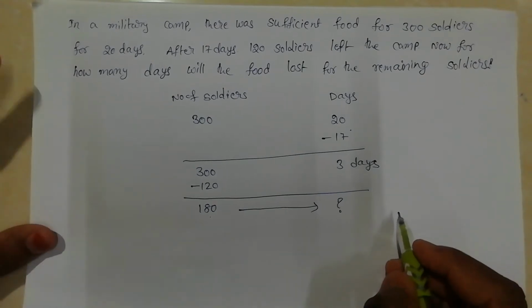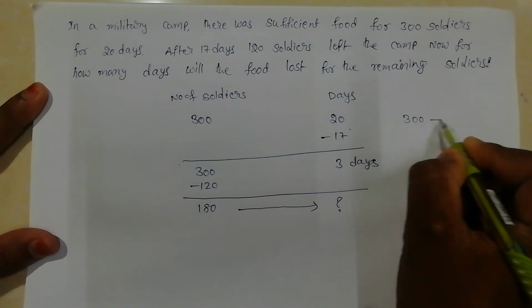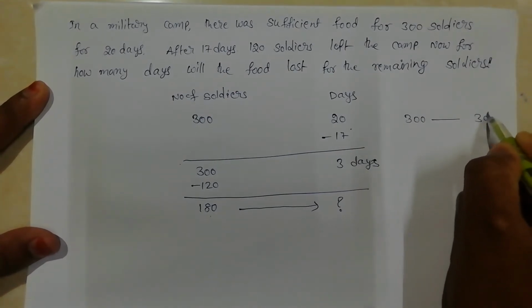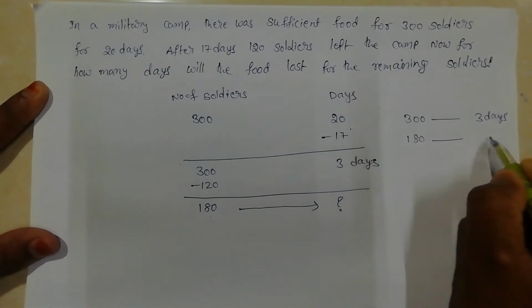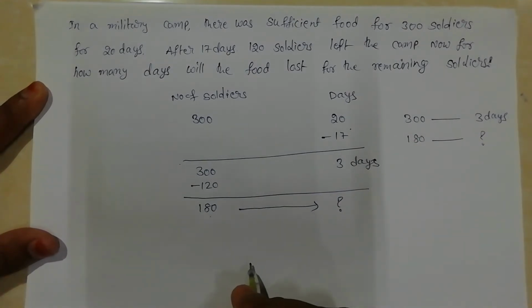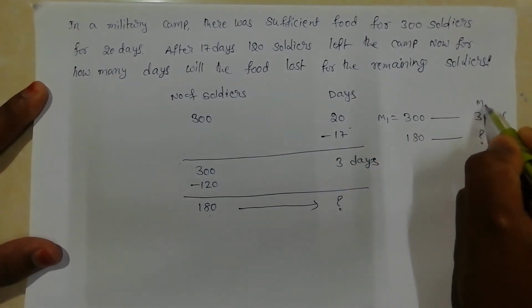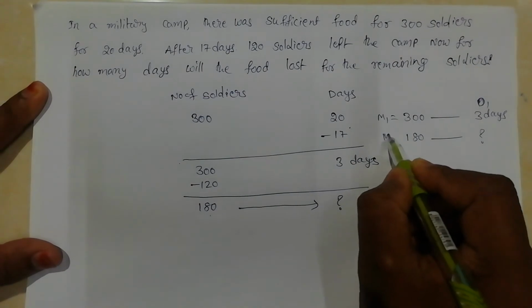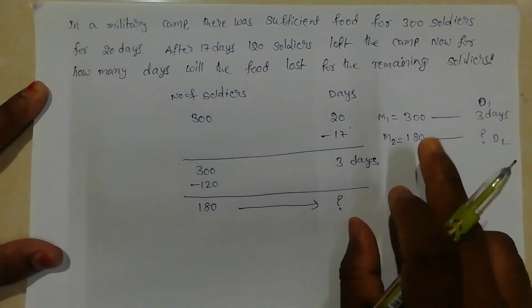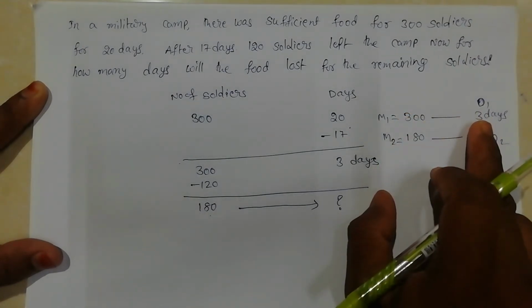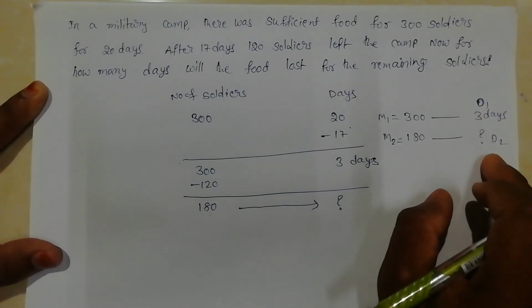Now let me read this question from this part. For 300 soldiers, food is sufficient for 3 days. Now for 180 soldiers, how many days will that be sufficient? Suppose this is M1 and this is D1 and this is M2, and we need to find out D2. Understand? So M1 is 300, M2 is 180, D1 is 3, and D2 we need to find out.